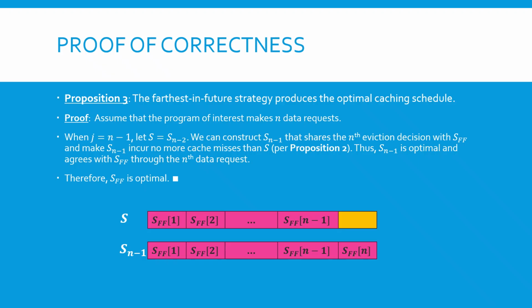At each step, proposition 2 lets us transform an optimal schedule into another optimal schedule that agrees with SFF on one additional request. After processing the entire sequence, we obtain an optimal schedule that agrees with SFF on every eviction decision. Therefore, SFF itself is optimal.